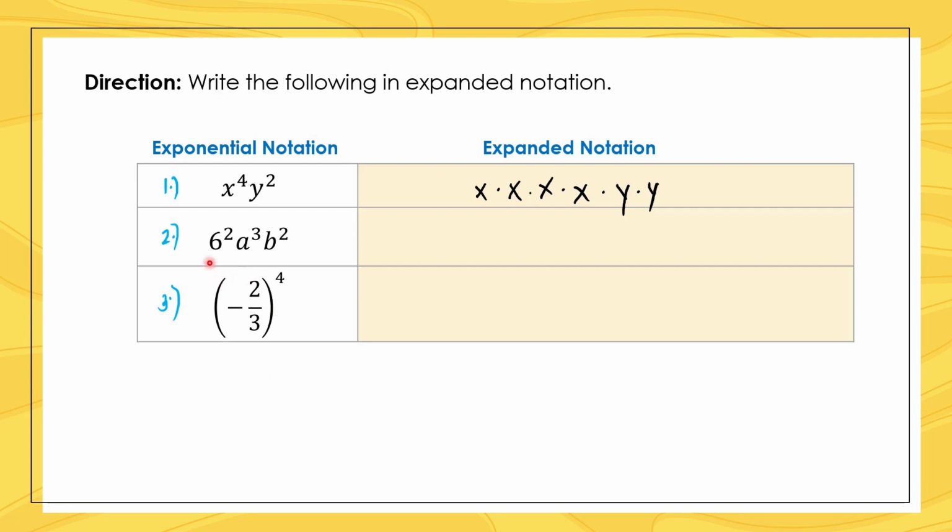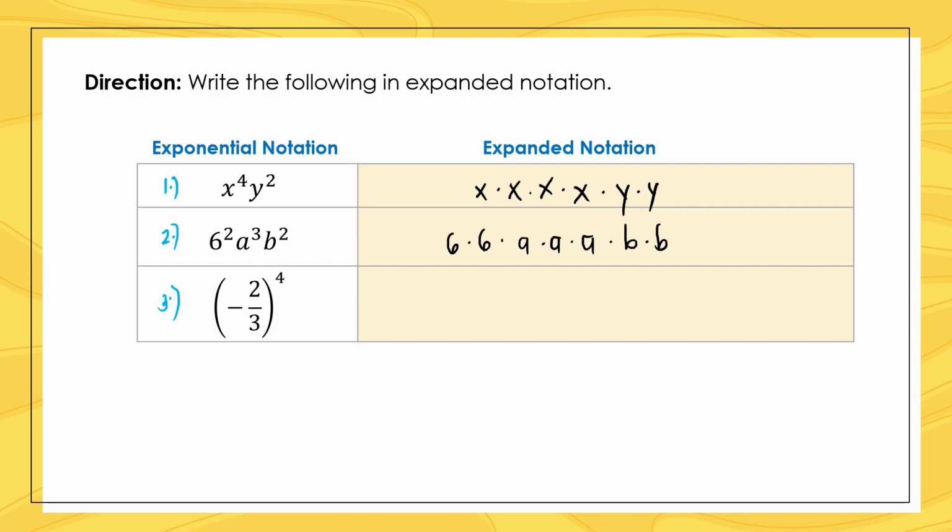Next, let's have the second one. 6 squared a cubed b squared. How do you expand this? Same process. 6 times 6 times a times a times a times b times b. So here's the expanded notation for this exponential notation.